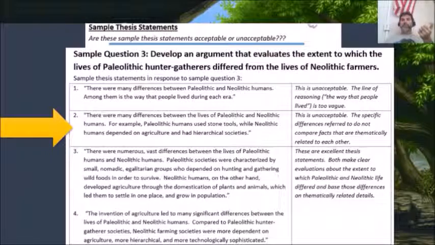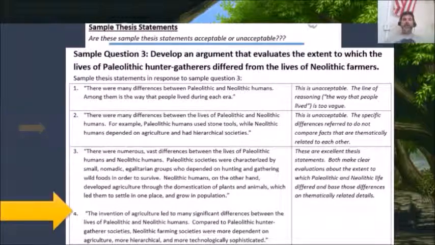So if you're going to say, for example, Paleolithic humans use stone tools, you would then need to compare that to Neolithic by thinking about what kind of materials the Neolithic people used for their tools. Did they also use stone? Did they use some other materials, metals perhaps? So that's a direct comparison. But you can see stone tools in the case of Paleolithic humans are not related to depending on agriculture or having hierarchical societies in the case of the Neolithic people. So this is an invalid comparison, and therefore it's not a good line of reasoning.